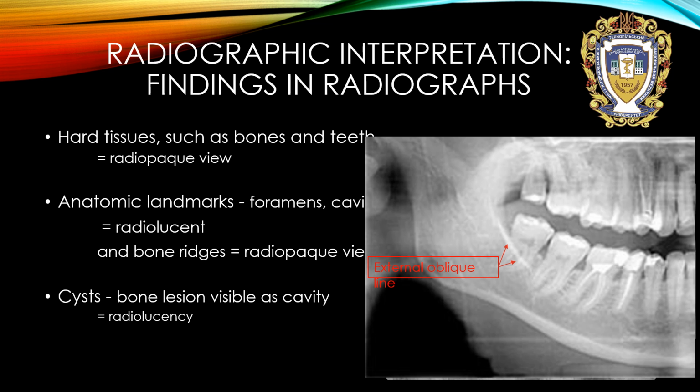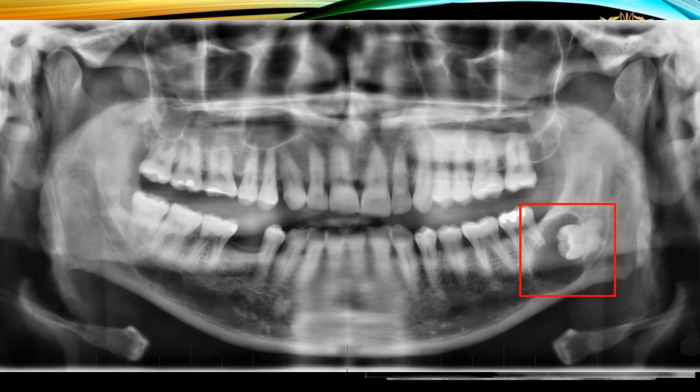Cysts, bone lesions are visible as a cavity. Radiolucency. Here is a cyst from impacted tooth number 3-8. In this cyst the distal root of tooth number 3-7 is involved, and the distal root of tooth number 3-7 is resorbed.